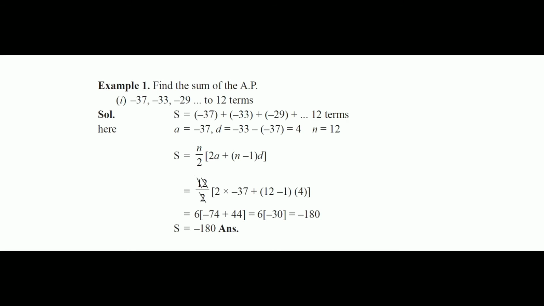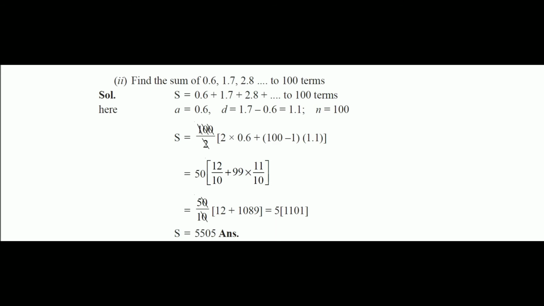The important thing here is the terms in the sequence should be AP terms. So friends, without doing the addition of 12 negative numbers directly, we have substituted the formula and got the answer minus 180. Let us proceed further to the second example.